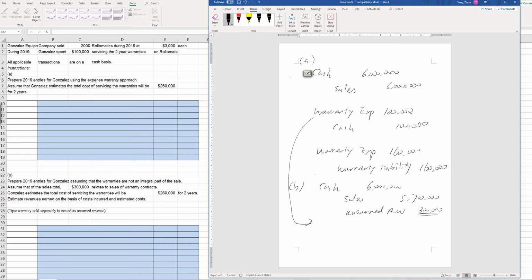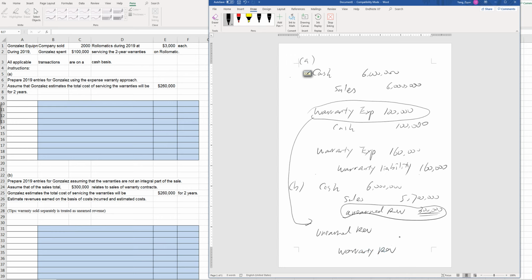And we spend $100,000 servicing customers, so warranty expense will be $100,000, and the cash $100,000. The same journal entry. And finally, by the end of 2019, we're going to recognize this unearned revenue partially because we serviced $100,000. So to recognize the unearned revenue, we're going to debit unearned revenue, then credit revenue, or to be more specific, warranty revenue.